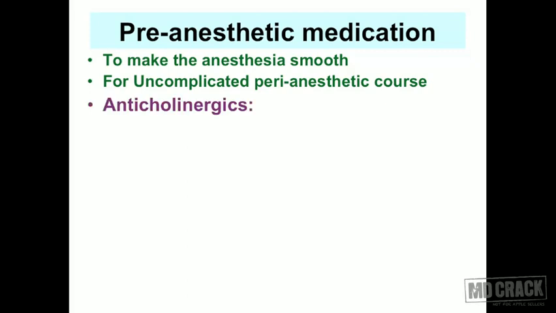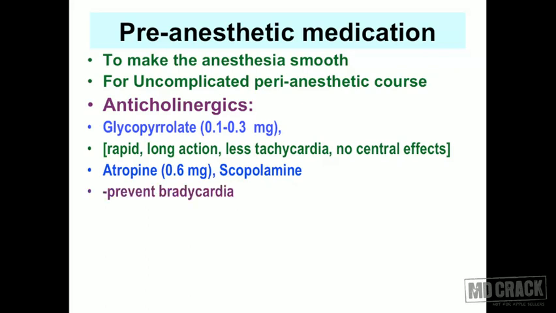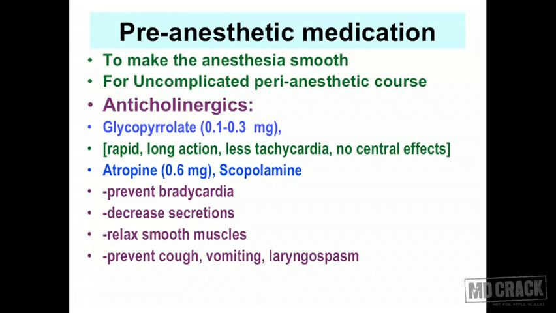Various drugs could be given. Number one is anticholinergic drugs in the form of glycopyrrolate, which is a newer atropine substitute with rapid and long action and less tachycardia and no central effects. Otherwise, you have atropine and scopolamine. All these drugs are anticholinergics. They prevent the bradycardia and cardiac stoppage. They decrease the secretions. They relax the smooth muscle. And they prevent the cough, vomiting, laryngospasm. And they do also decrease the gastric hydrochloric acid secretion. Anticholinergics is the mainstay of pre-anesthetic medication.